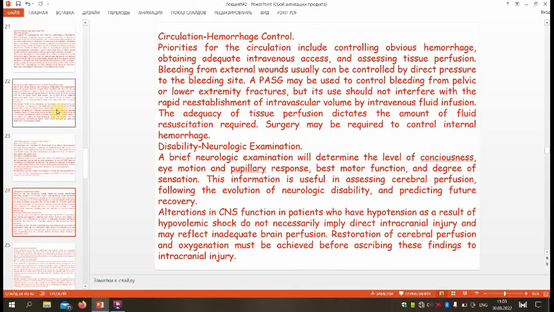Circulation and hemorrhage control. Priorities for the circulation include controlling obvious hemorrhage, obtaining adequate intravenous access, and assessing tissue perfusion. Bleeding from external wounds usually can be controlled by direct pressure to the bleeding site.